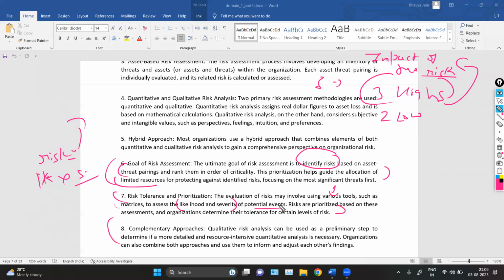Then we have complementary approaches, where a qualitative risk analysis can be used as a primary step to determine if a more detailed and resource-intensive quantitative analysis is necessary or not. So sometimes companies first take the qualitative approach, and if there's a need for quantitative, then we follow that quantitative approach. That is known as the complementary approach.